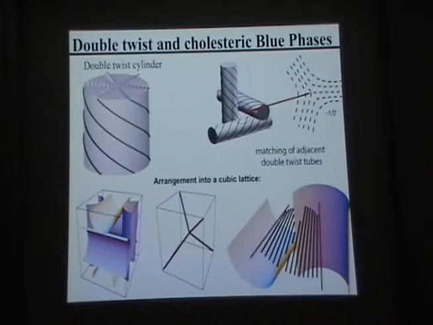So the basic building block in here is the so-called double twist cylinder. So imagine your cylindrical molecules which lack mirror symmetry, so they have some chiral centers.